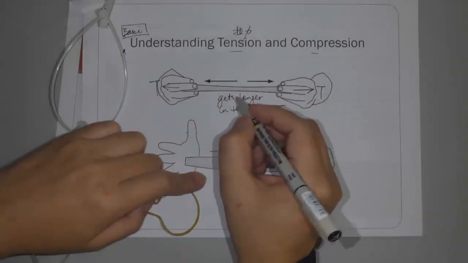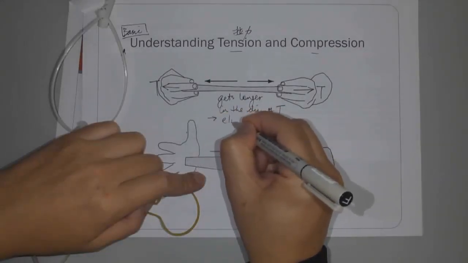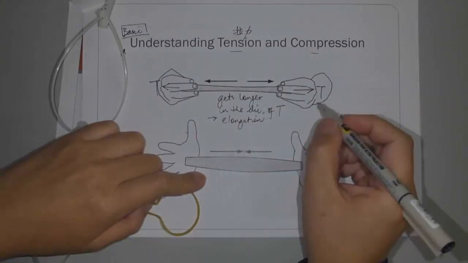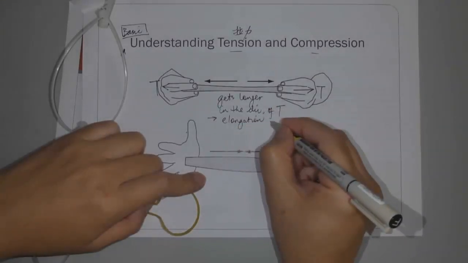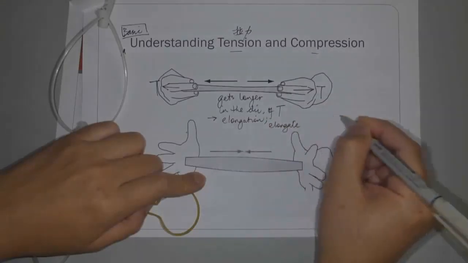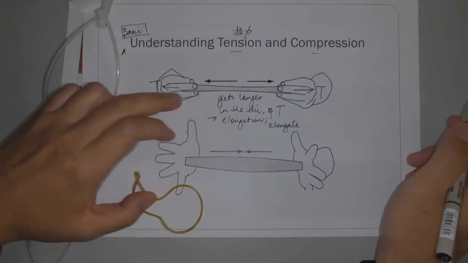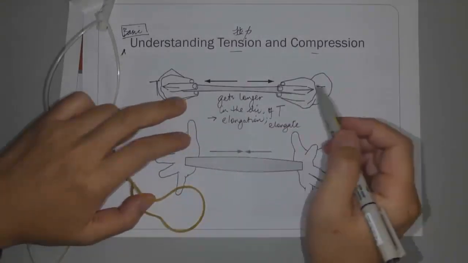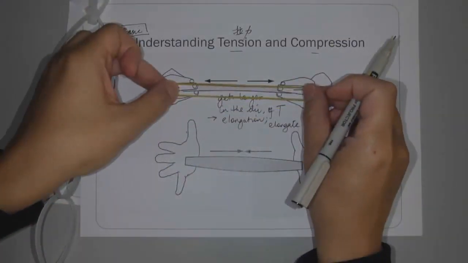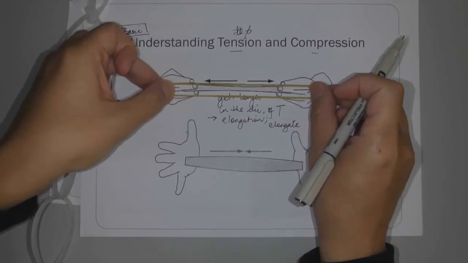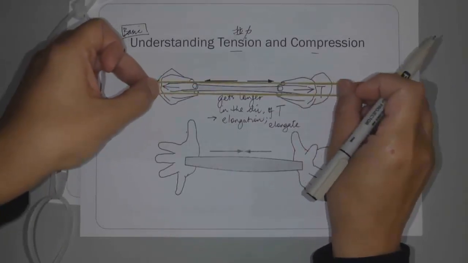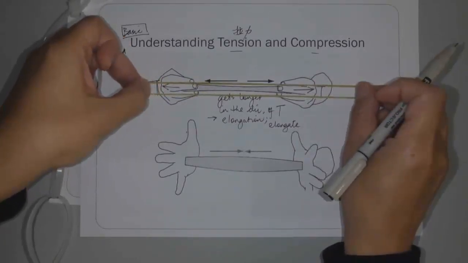The technical term for gets longer is elongation. Right, that's the technical term. That's a noun. The verb is elongate. Right, so that's simple enough to understand. If you have a material and you apply a loading or a force T along this direction, that piece of material will get longer along that particular direction.